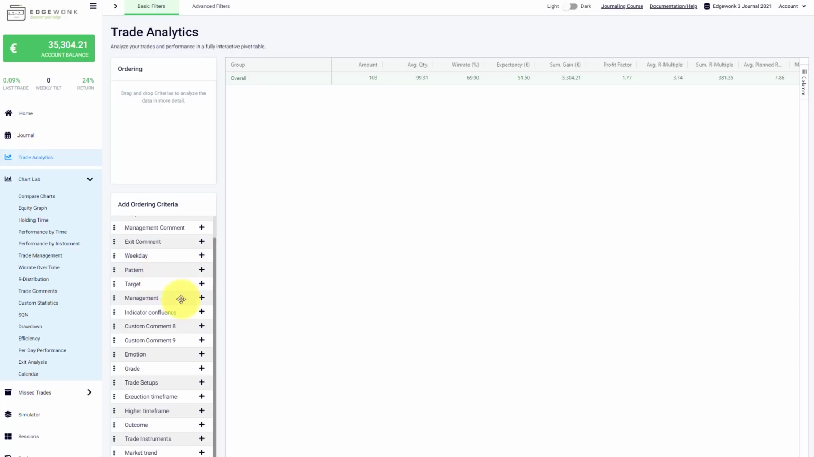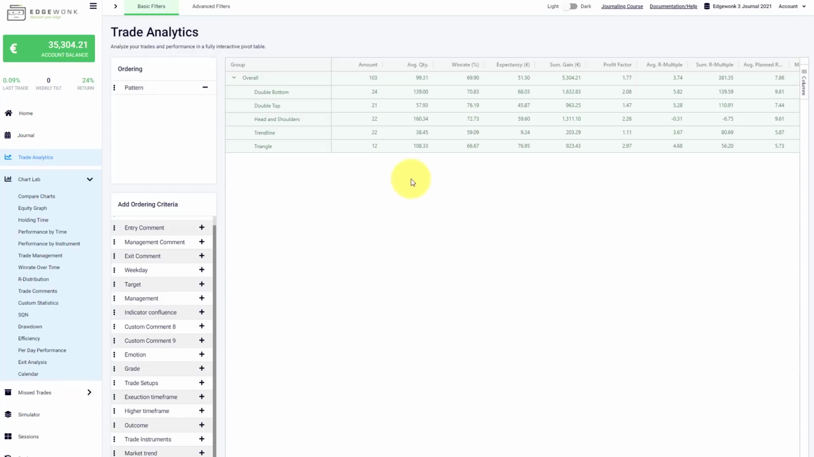for patterns, for targets, for management. So let's see what we have under patterns actually. And you can see here, which is very nice, all of the patterns have a green background, which means that they are profitable, which is also indicated by the sum of the gain. But we have a few that are not performing as well. So for example, Trendline only has an expectancy of 9 euros, whereas the highest is here Triangles, which have 76. So this trader could look into Trendline trades a little bit further.